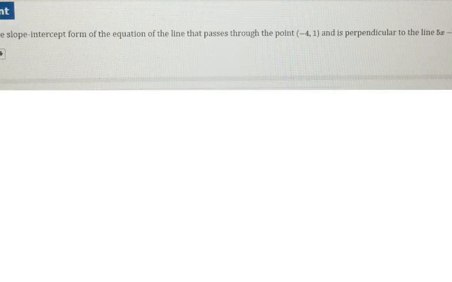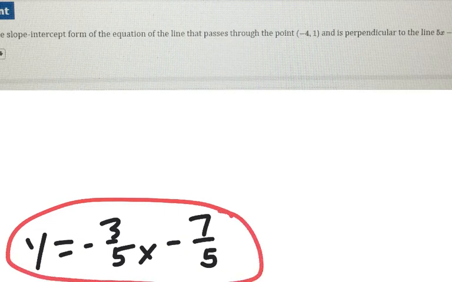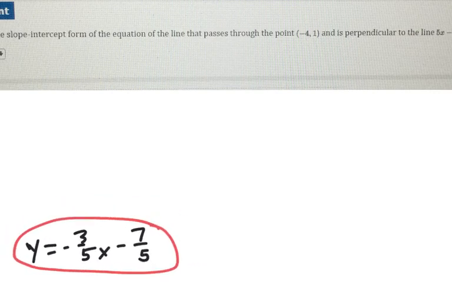So what did you get as your answer? y equals -3/5 x minus 7/5. Minus 7/5? What do you guys think? Yeah. I haven't worked it out, so I'll agree if everybody says yeah. Do I need to work this out? Anybody need to see this? Okay. So let's do it.